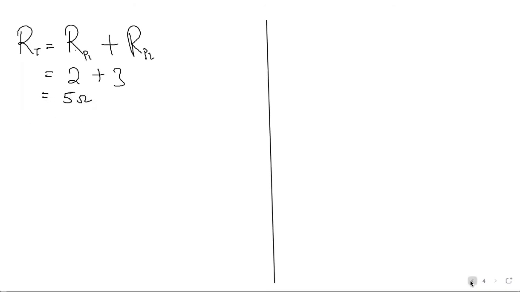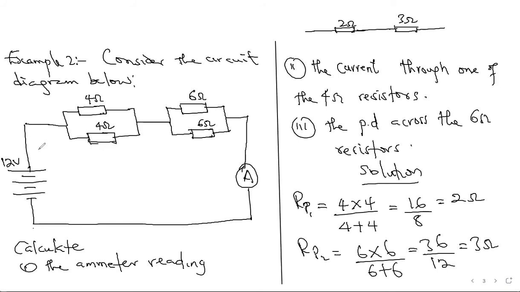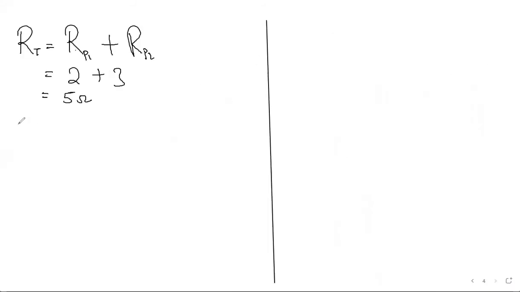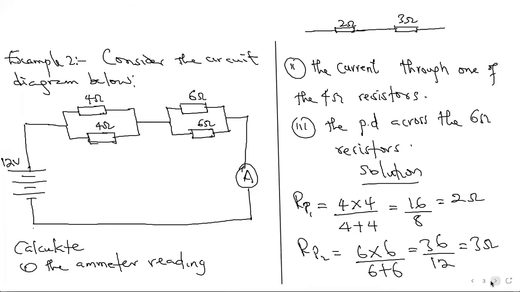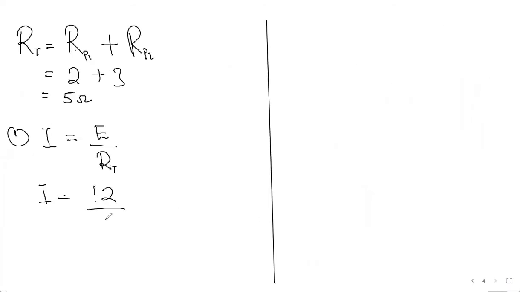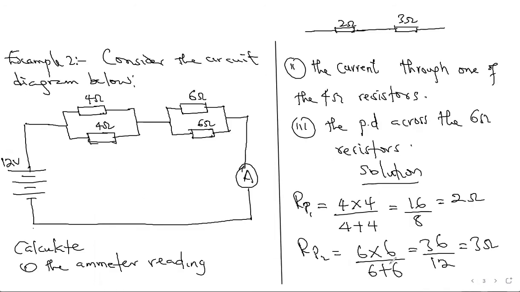Then I can determine the current now because I know the total resistance and I know the EMF, the voltage. This battery does not have internal resistance in this case. So I will be the voltage, which is the EMF, divided by the total resistance. There is no internal resistance. So 12 divided by 5, that's 2.4 amps. So that's the ammeter reading.